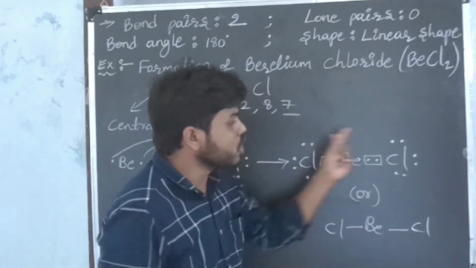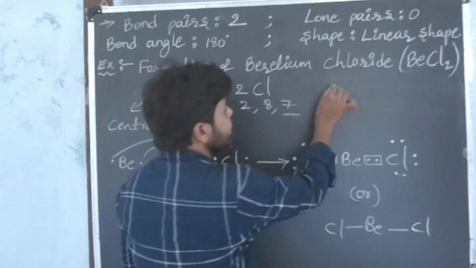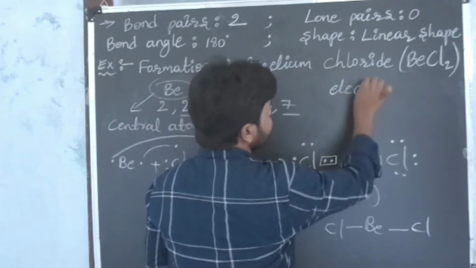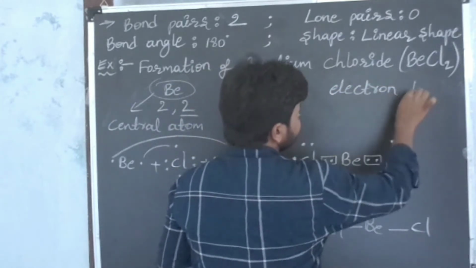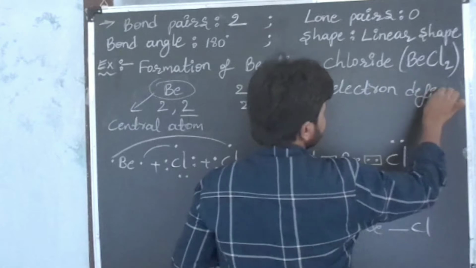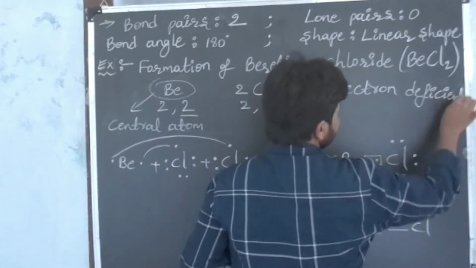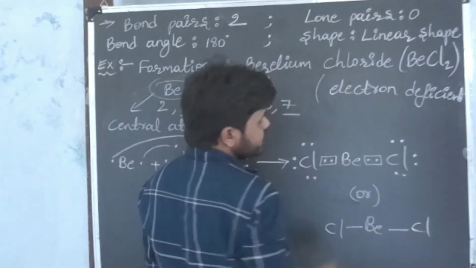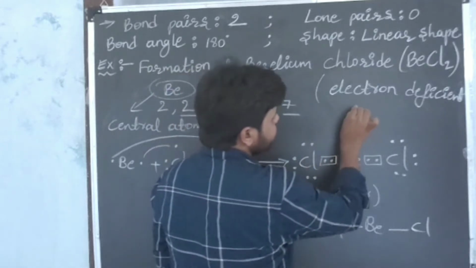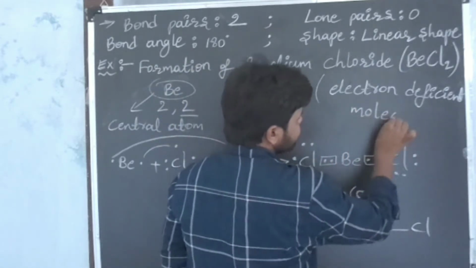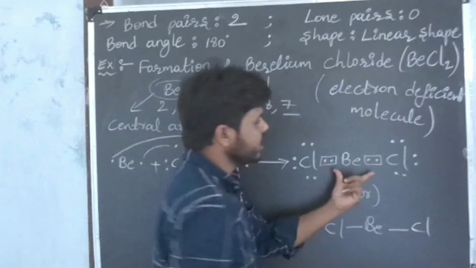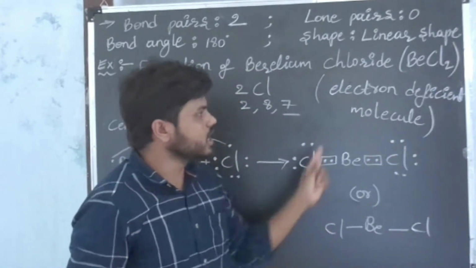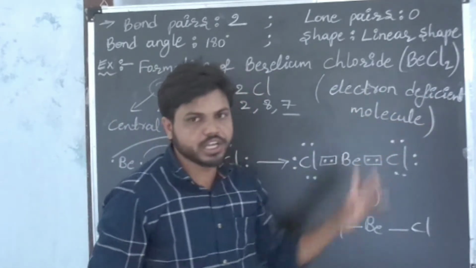That's why this molecule is called an electron deficient molecule. This molecule is called an electron deficient molecule because the central atom of the molecule is not possessing 8 electrons. Okay, it is possessing only 4 electrons. That's why this molecule is called an electron deficient molecule.